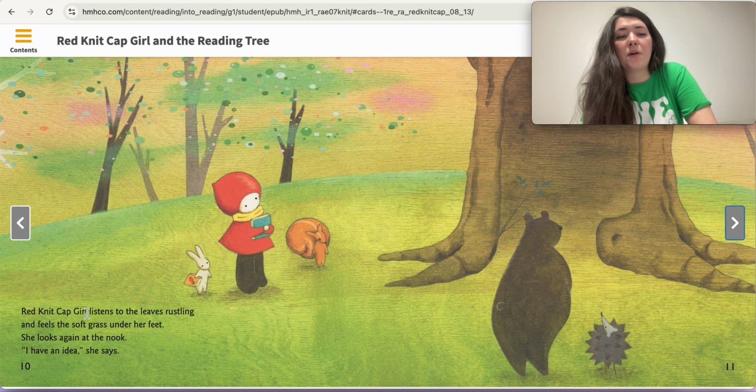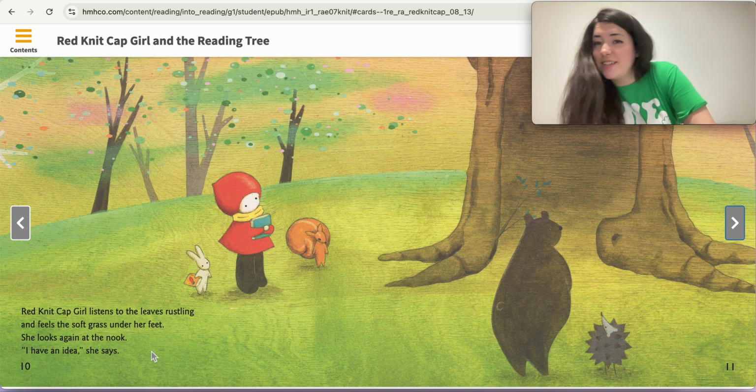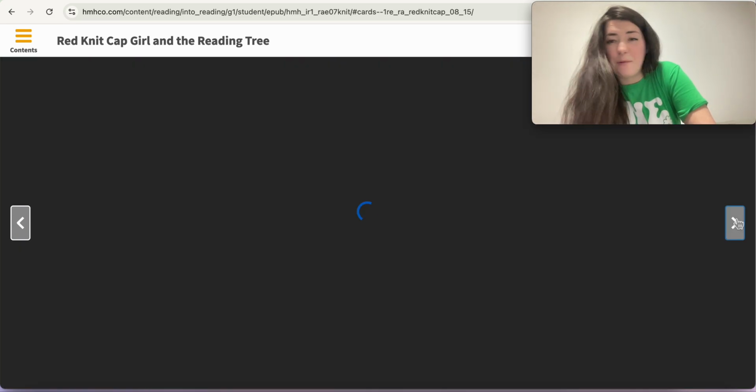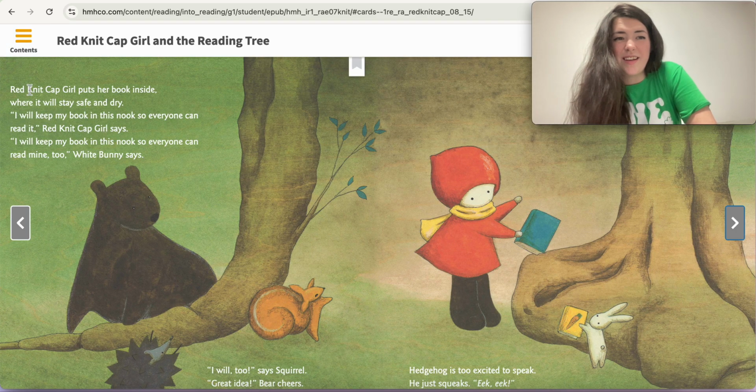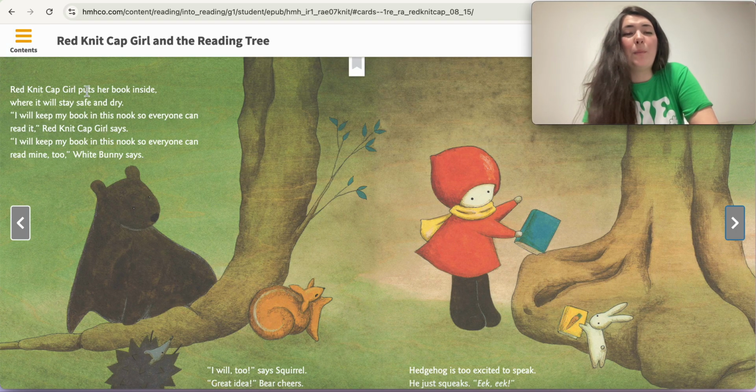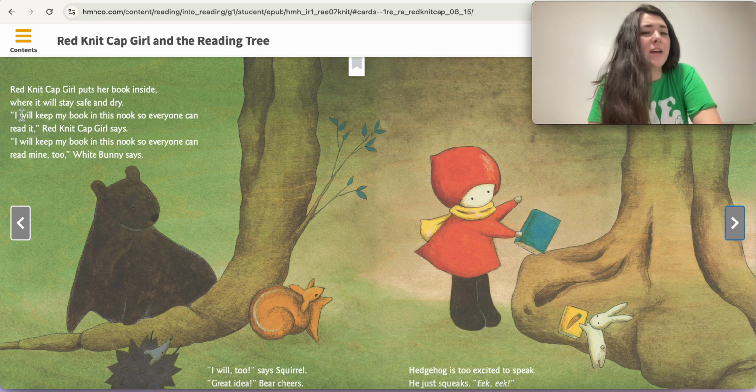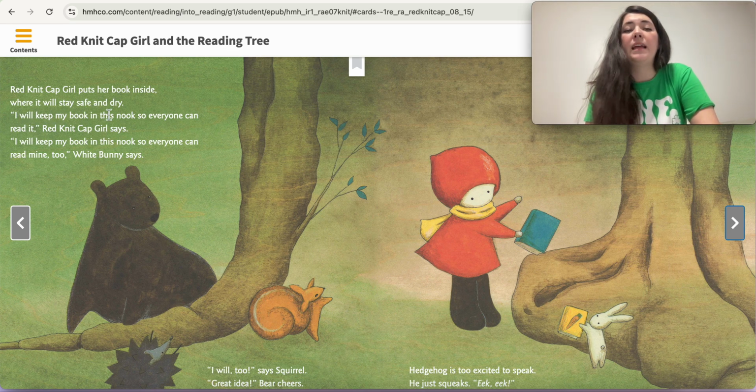Red knit cap girl listens to the leaves rustling and feels the soft grass under her feet. She looks again at the nook. I have an idea, she says. I wonder what that idea is going to be. Red knit cap girl puts her book inside, where it will stay safe and dry. I will keep my book in this nook so everyone can read it, red knit cap girl says.